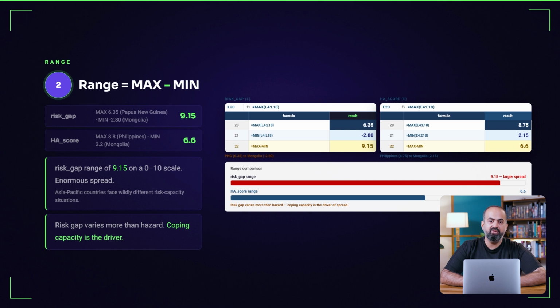Now, compare with the HA_score range. Highest Philippines at 8.8, lowest Mongolia at 2.2, range equal to 6.6. The hazard range is also large, but smaller than the risk gap range. Range gives you the outer boundaries, but it is dominated by the two most extreme values. Remove Papua New Guinea and Mongolia, and the risk gap range drops. One outlier at each end is doing most of the work.